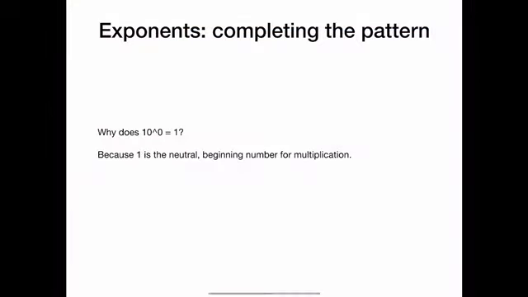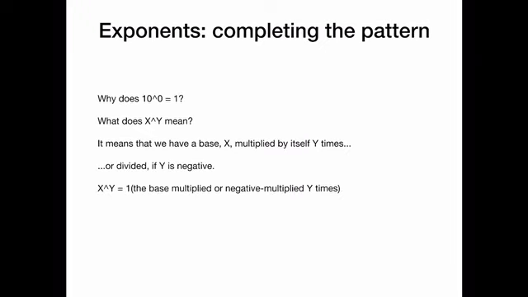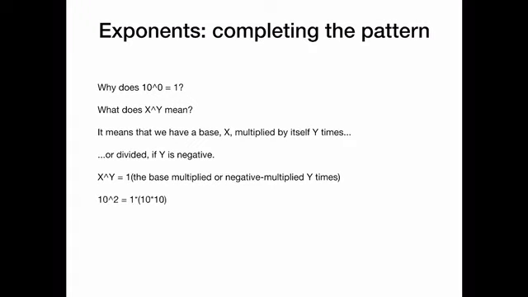Maybe that gives a better answer to why any number raised to the 0 power is 1. It's because 1 is the neutral beginning number for multiplication, and that's the essence of an exponent. Any exponent is a base x multiplied by itself y times, or divided. So for any exponent, what do we do? Well, before I fix the base or the power, I start with 1, because that's the neutral number.